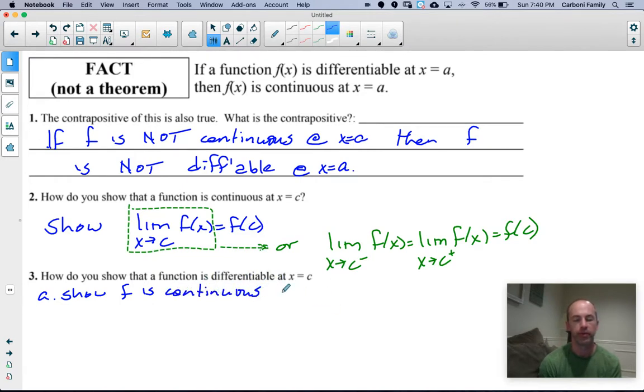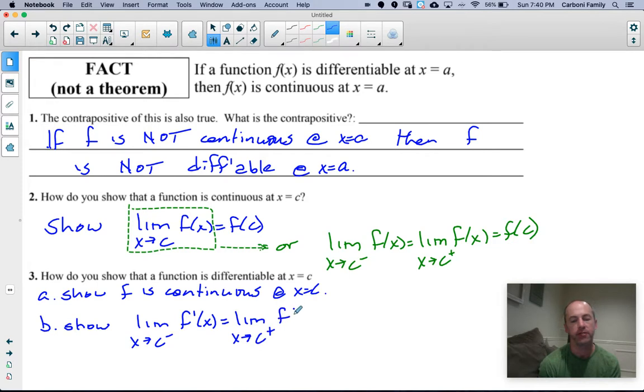So start by showing that the function is continuous at x equals c. That's step one. If the function's not continuous, then you just stop because the function would not be differentiable if you know it's not continuous. But if the function is continuous, then to show differentiability, you also need to show that the limit as x approaches c from the left of the derivative is equal to the limit as x approaches c from the right of the derivative.